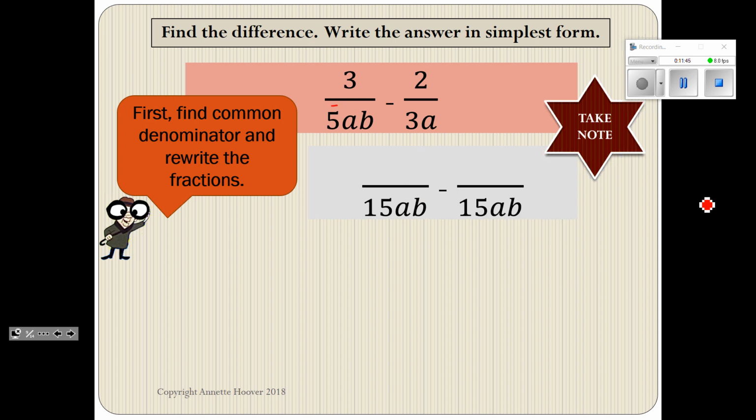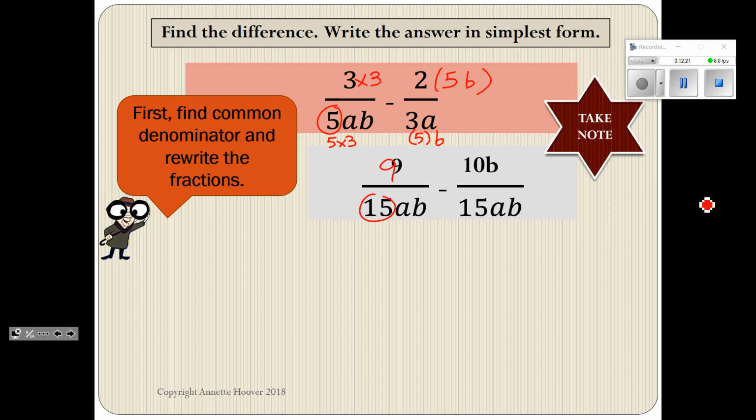What do I have to multiply 5 by to get 15? That would be 5 times 3. The variables, a times a and b times b, are the same, so I don't have to do anything with the variables, but I do have to multiply the top times 3. That would be 9. For the next fraction, we have 3a. First I have to multiply the 3 times 5 to get 15. I already have the a, but I also need a b because the b was not here already. So I have to multiply the top times 5b, which would be a negative 10b.